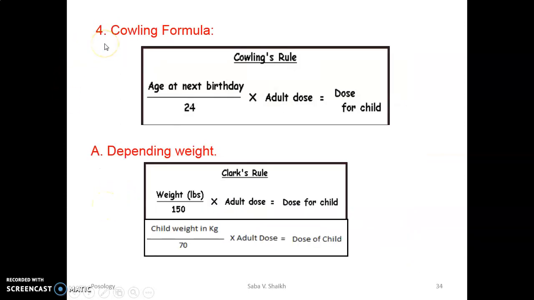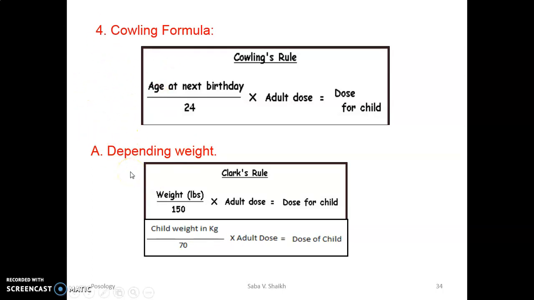The fourth formula is Cowling's formula. Here the formula is age at next birthday upon 24 into adult dose. Now these formulas are just like a mathematical calculation, so you have to remember them on your own. You can write them down many times in your notebook so that you can easily recall them for exam purposes.